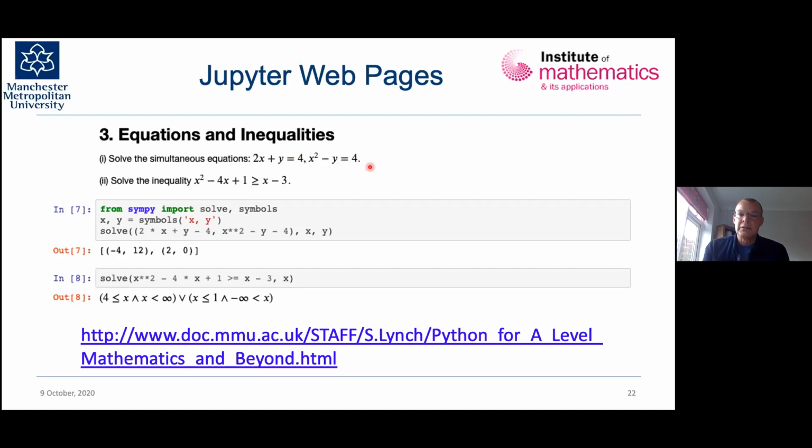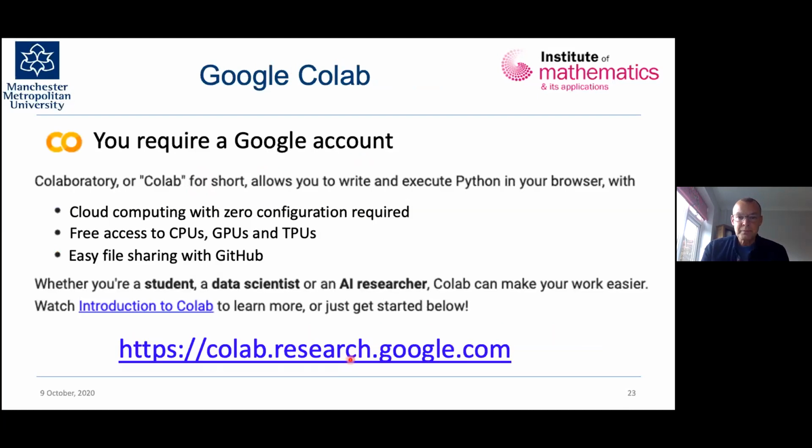So this is typical of a kind of problem you get at A-level. And here we're also solving this inequality. And again, we can use Python to get results for these problems. And as I say, later on, I will show you my Jupyter Notebooks, which I've called Python for A-level mathematics and beyond. And you'll see my examples cover the whole of the A-level syllabus.